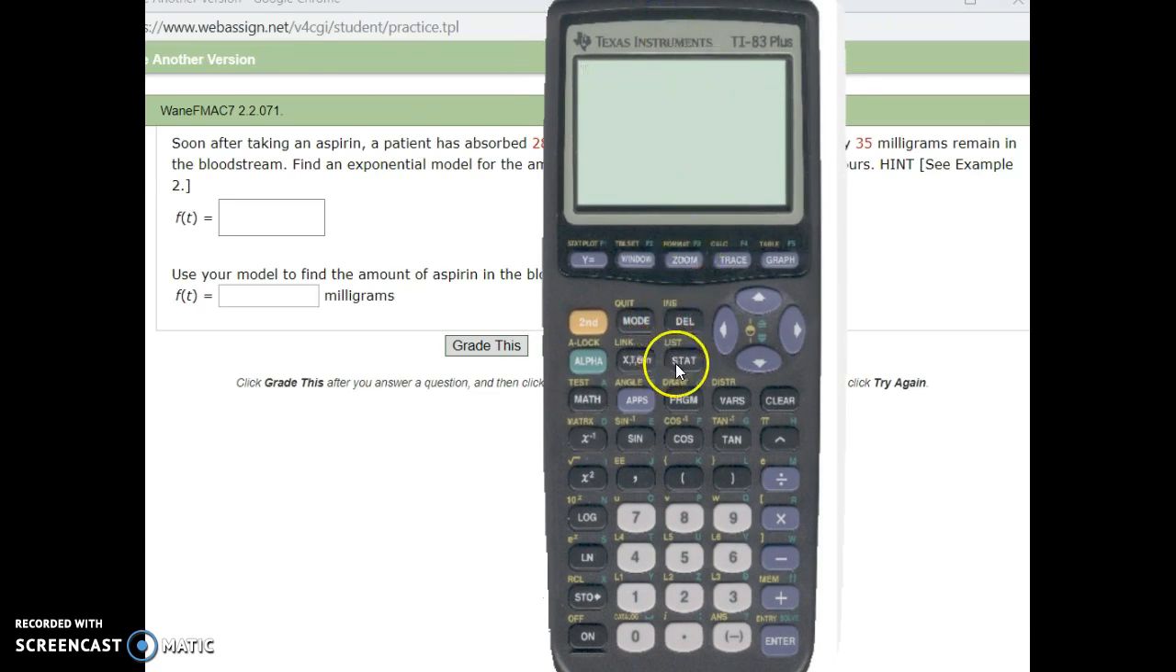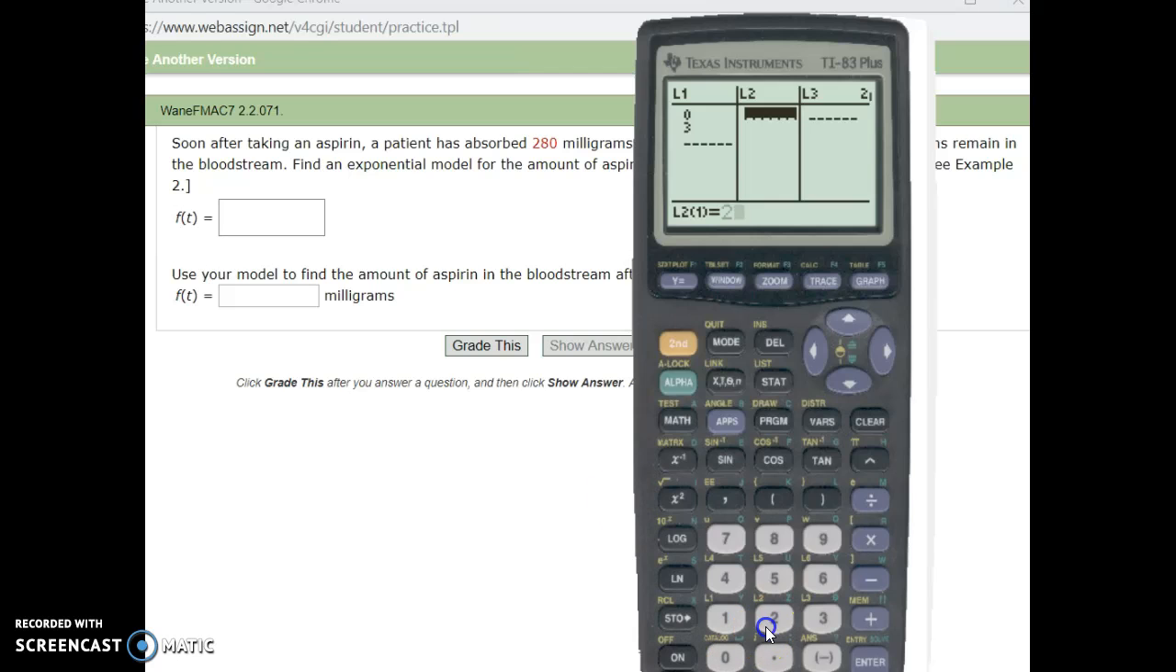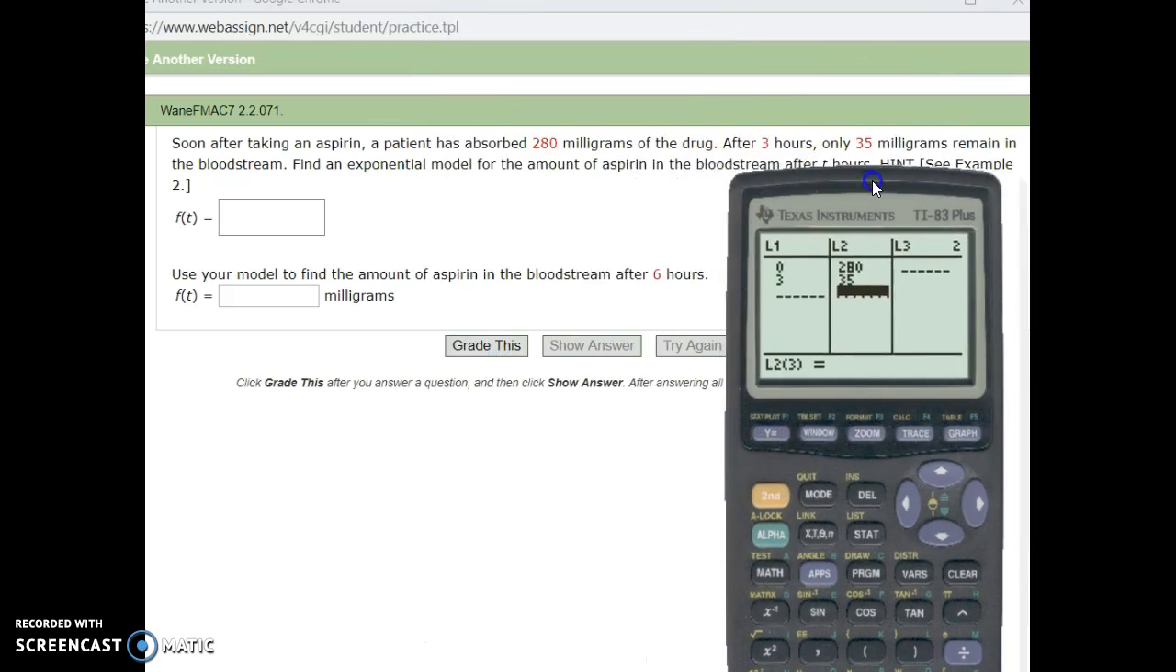Alright, so stat, edit. Let me go ahead and clear out L1 and L2. So 0 and 3 hours. At 0 we're looking at 280 milligrams. At 3 hours, only 35 milligrams remain. Alright, so we've got our 2 points, 280, 35.